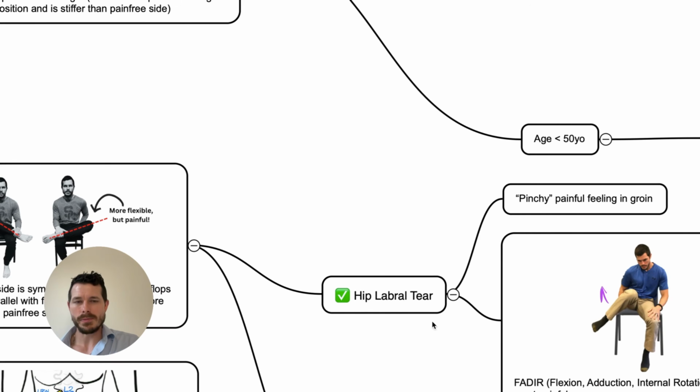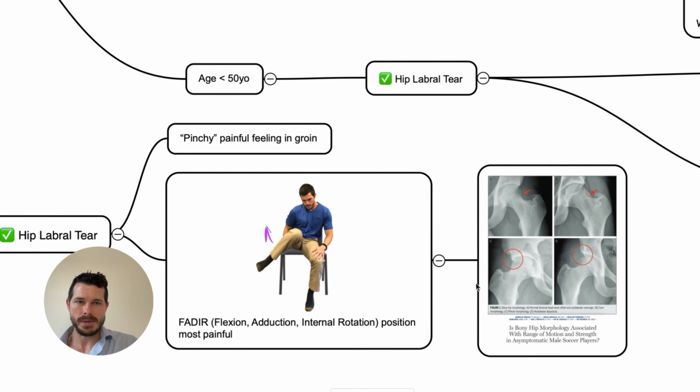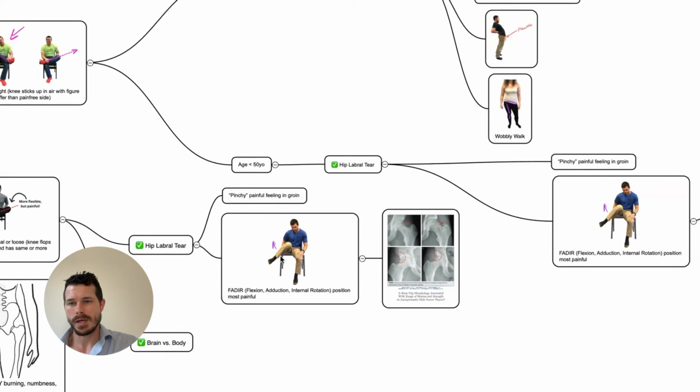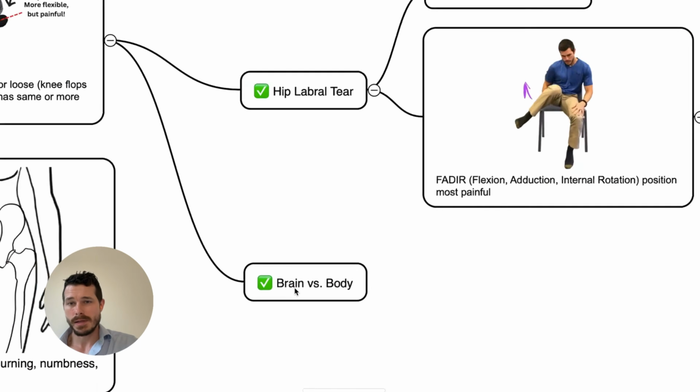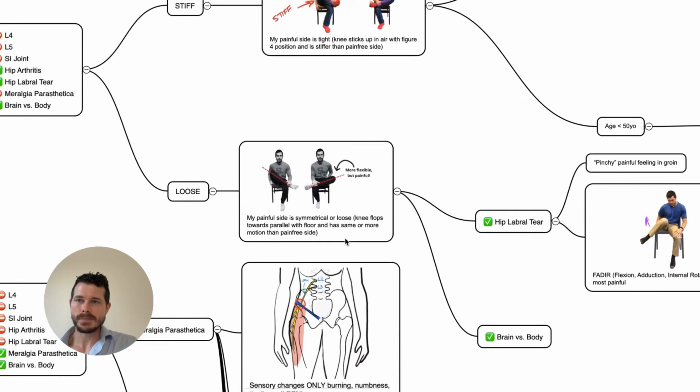So it's possible with a labral tear that you still have preserved motion, but you have this pinchy feeling in the groin with the tests that we already talked about and the images we already showed. That could be the most likely cause. Or again, it's possible that, why do I have all this motion? And yeah, it's painful when I do that, but nothing's restricting my motion. Is it actually physical? Cool.